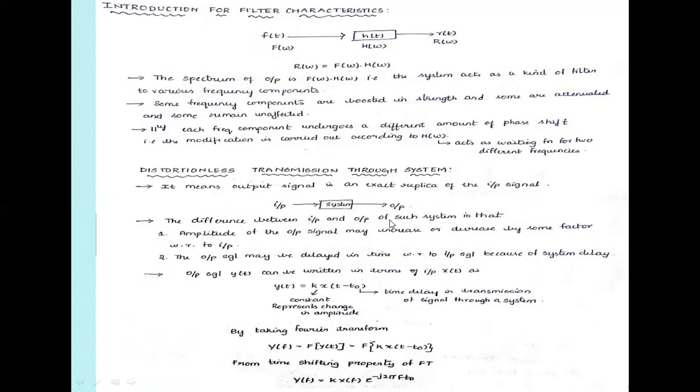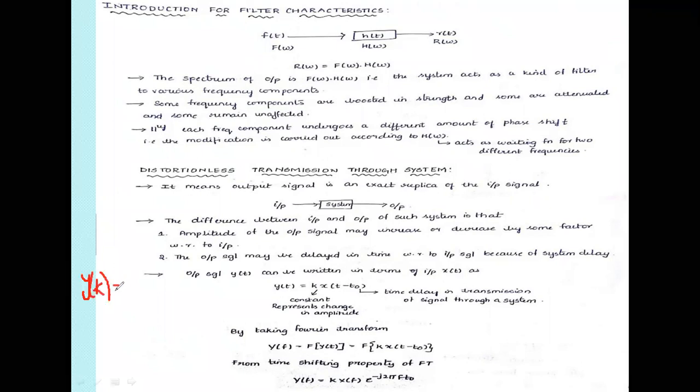The difference between the input and output of such a system is, first, the amplitude of the output signal may increase or decrease by some factor with respect to the input. Let us consider here K as the amplitude factor. So the output y of t is equal to that signal, which can either increase or decrease the amplitude.